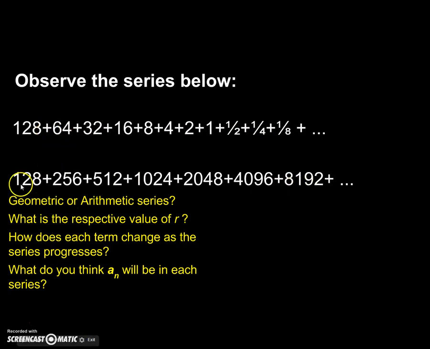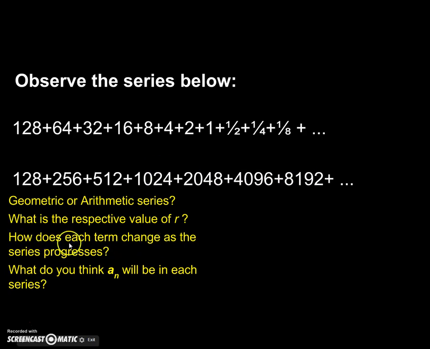Now what about the second one? 128 becomes 256, that's multiplied by 2. 256 became 512, that's multiplied by 2. 512 became 1024, that's multiplied by 2 again. So this is also a geometric series, and my R is equal to 2. Multiply by 2, multiply by 2, multiply by 2, so on and so forth.